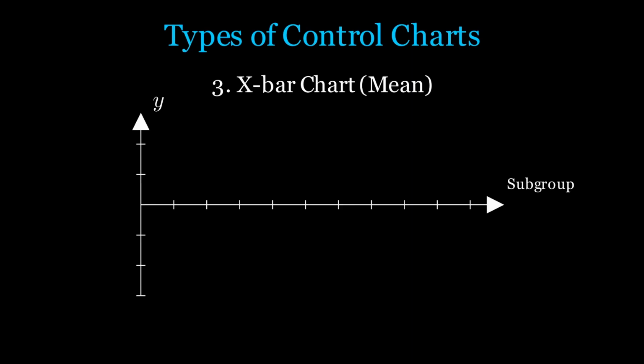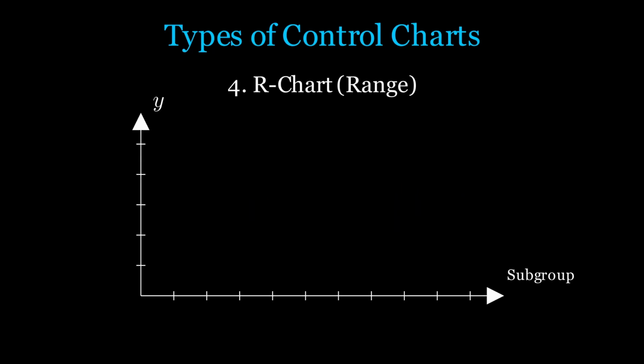The X-bar chart tracks the stability of the mean. Instead of plotting individual raw data, we take a subgroup, average them together, and plot that single mean value. Note that the subgroup is a collection of data points grouped by some quality characteristic. The x-axis is no longer the time index, but the subgroup index. This allows us to observe patterns in the central tendency rather than individual points in time.